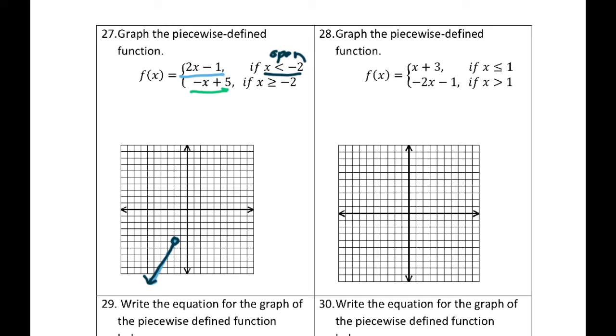So -x plus 5 means I'm going to start at 5. And I have a slope of -1. So I'm going to go down 1, right 1, down 1, right 1. I can also go the other way. And then I'll draw my line.